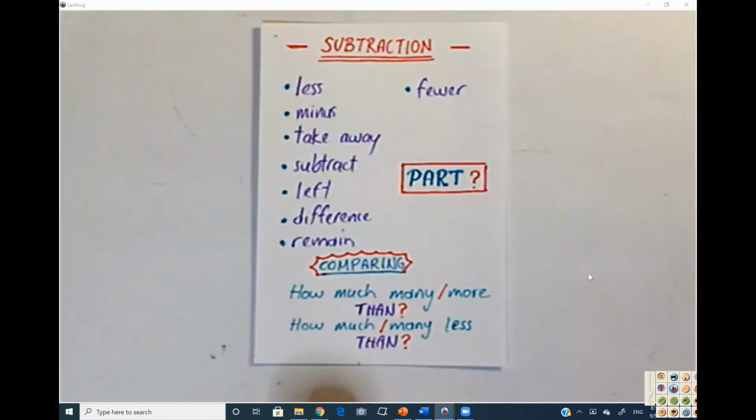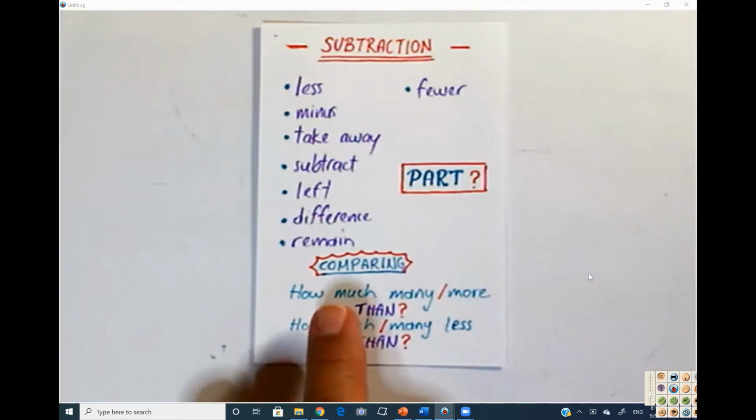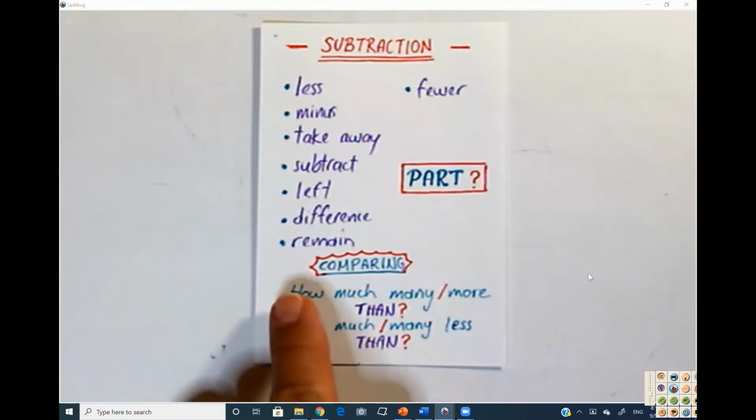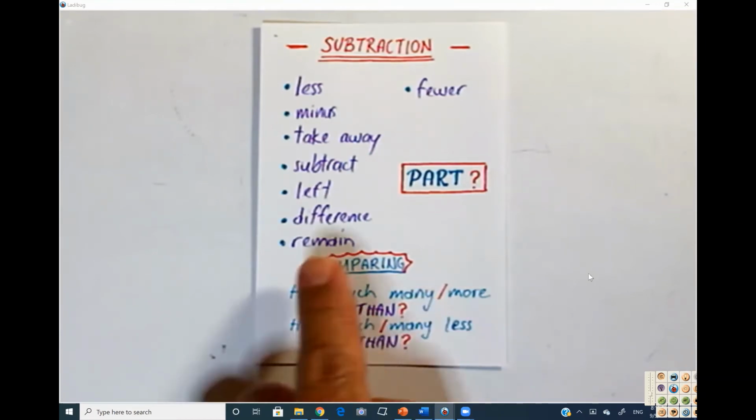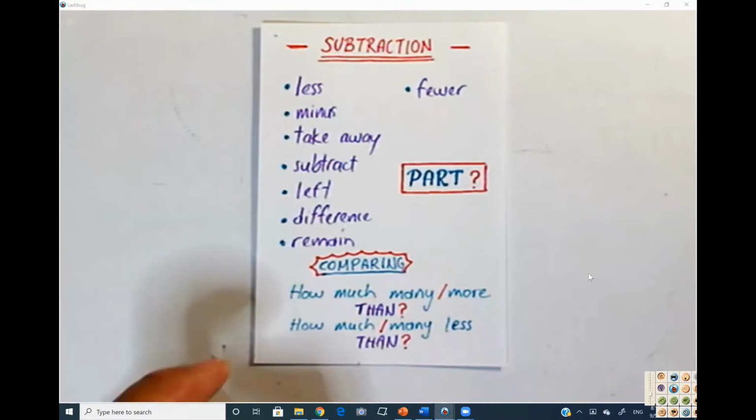So what does that mean? When you see the question, how much more than, how many more than, or how much less than, or how many less than, that's comparing, and that's going to indicate subtraction too.